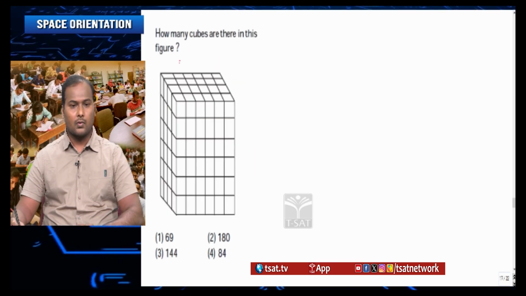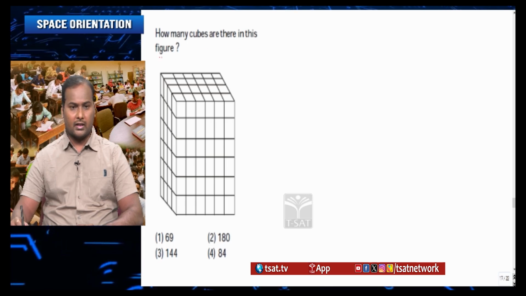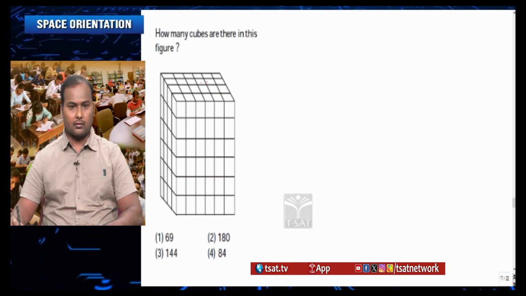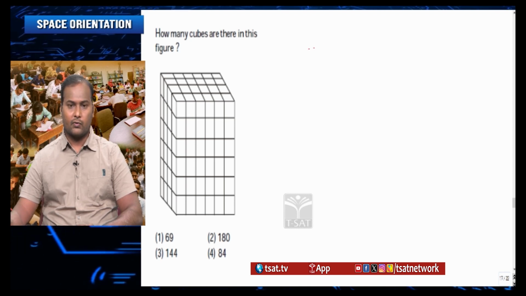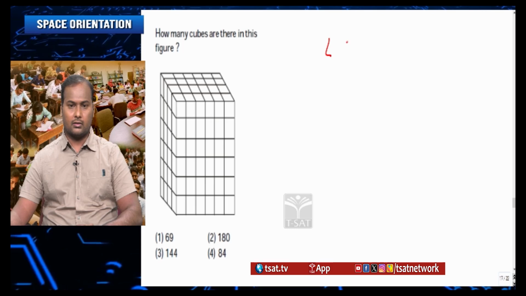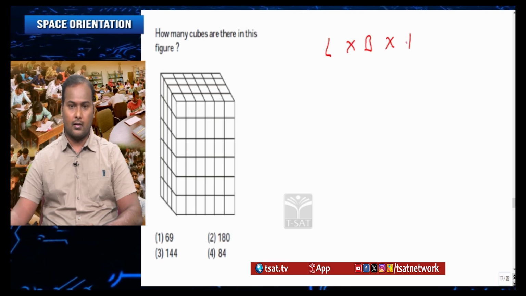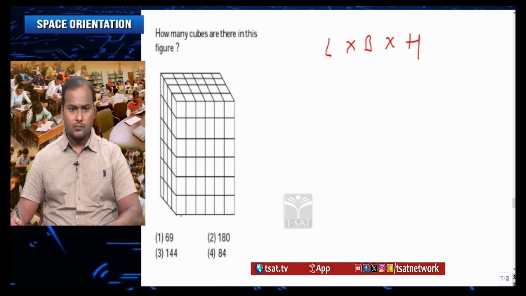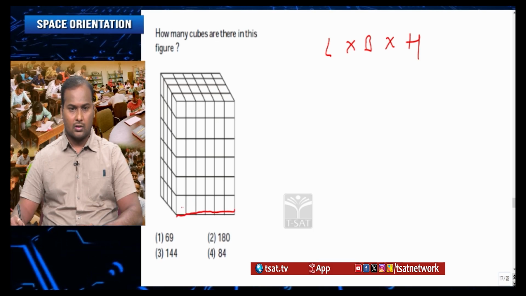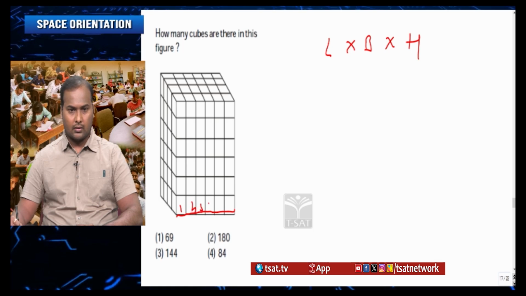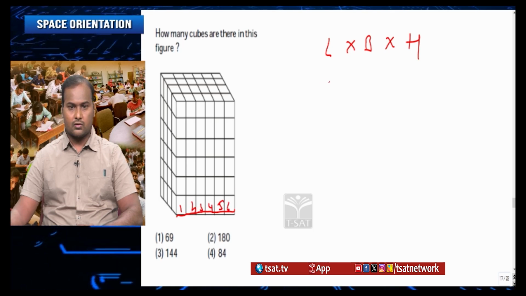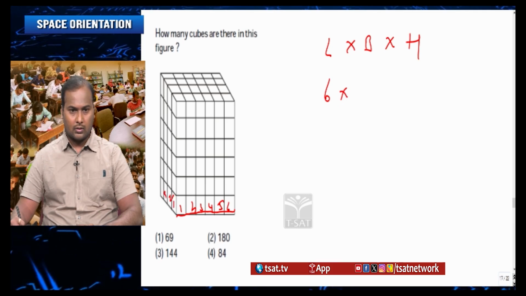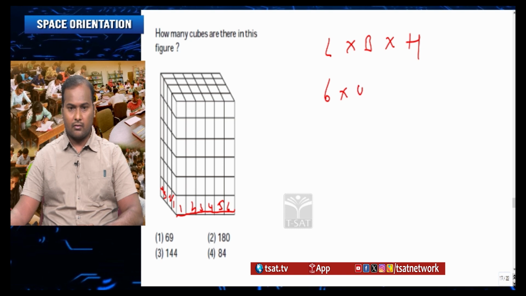Next question. See here. How many cubes are there in this figure? He is asking how many cubes are there in this particular figure. So we need to take this cube, which is a 3-dimensional figure. Whenever we have a 3-dimensional figure, there is length, breadth and height. So first we calculate how many length, how many breadth and how many height. So imagine this is the length. So here 1, 2, 3, 4, 5, 6. So 6 multiplied by breadth 1, 2, 3, 4. So you multiply by 4.